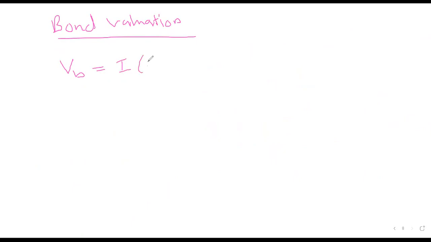This takes us to what we call bond valuation. A bond is a long-term debt instrument which is issued by a government or a corporation. A bond has the following features. Number 1, it has what we call coupon interest. Number 2, it has what we call a coupon value. Number 3, it has what is called a maturity value. Number 4, it has what is called a maturity period.